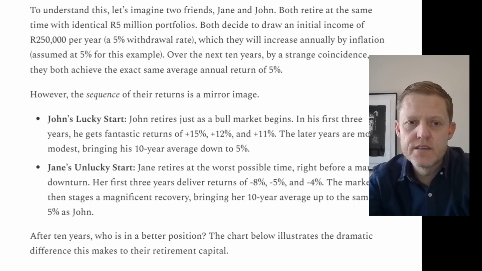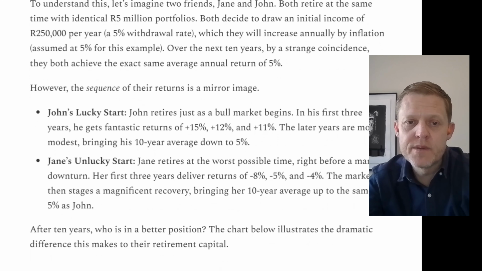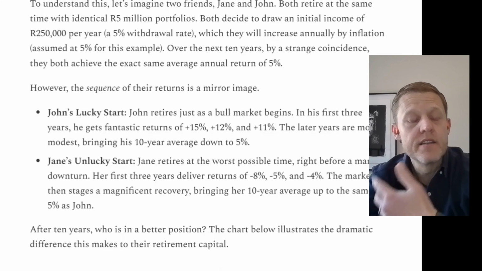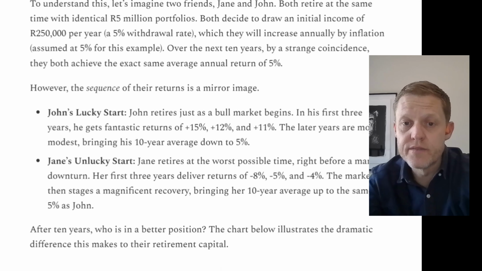Now let's look at Jane. So the same thing, same amount of money, same drawdown, but unfortunately when she retired, in the first few years, she experienced negative market returns. So she experienced minus 8%, then minus 5%, and minus 4%. And then in the years after that, actually, things recovered and she earned the same positive returns that John had earned. But the difference is that she earned it later into her retirement. Over the course of this 10 years that we're looking at, they both earned an average of 5%.